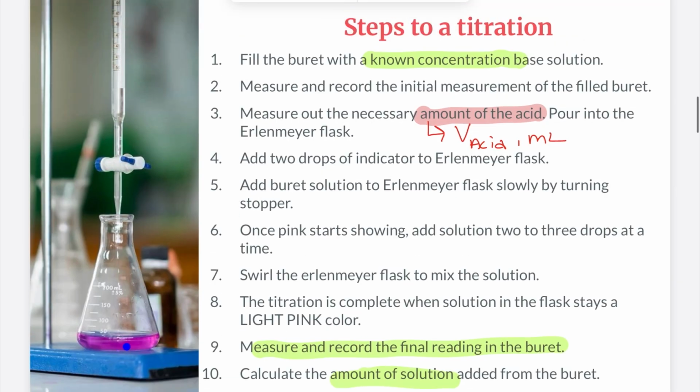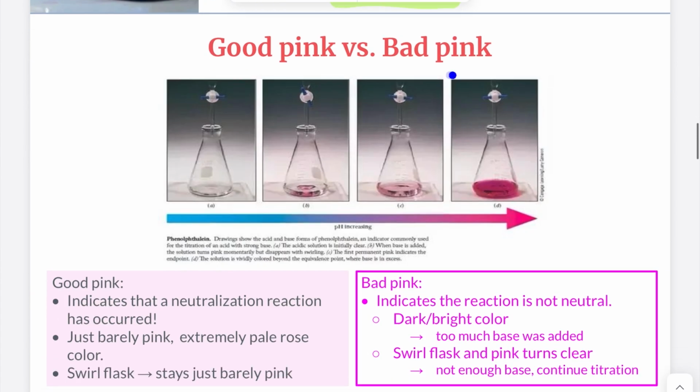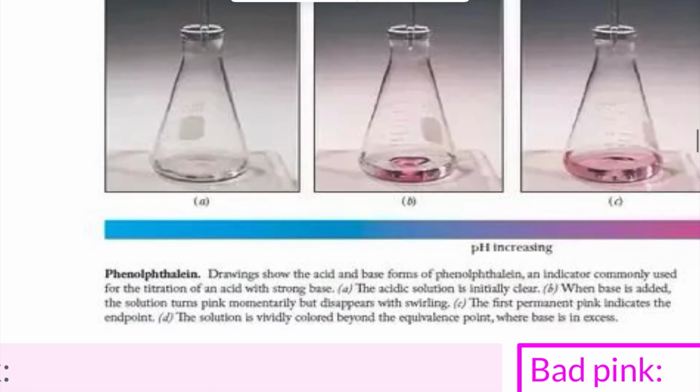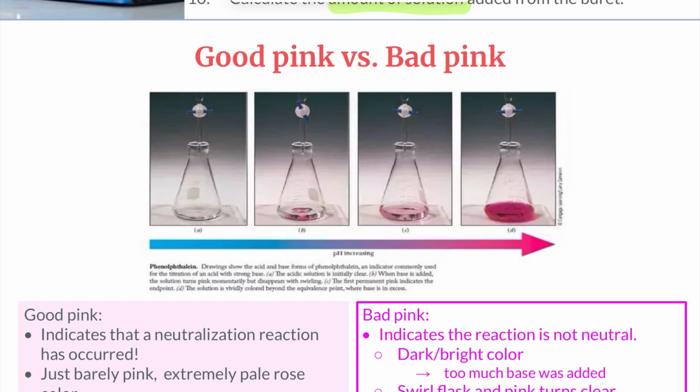So what does it mean if we see a dark pink? What does it mean if we don't see pink at all? So good pink versus bad pink, we see this progression here. And so on the left, this is an acid with phenolphthalein. Phenolphthalein is an indicator used for titrations. And if we have a clear solution, if we see clear, clear means that it is still acidic.